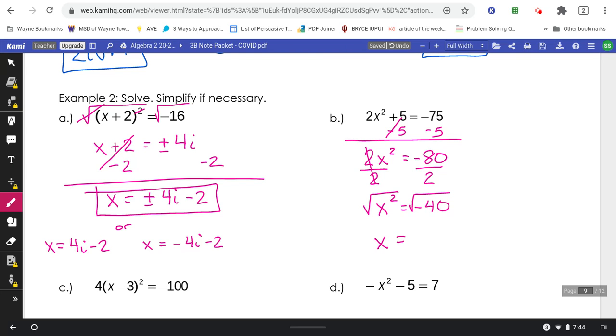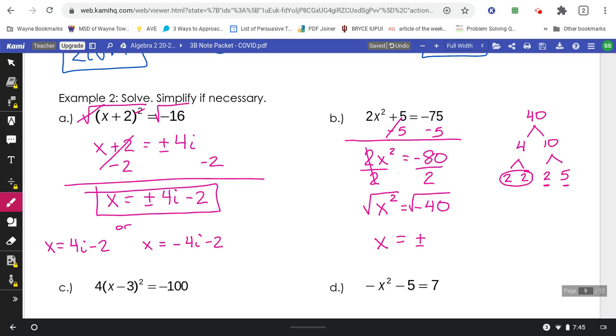40 is not a perfect square, so what we'll do is we'll need to make a factor tree out of it. I'm going to break mine into 4 and 10. 4 breaks into 2 and 2. 10 breaks into 2 and 5. So I have a pair of 2s, a single 2, and a single 5. And remember that if we have more than one single number, we multiply those together.